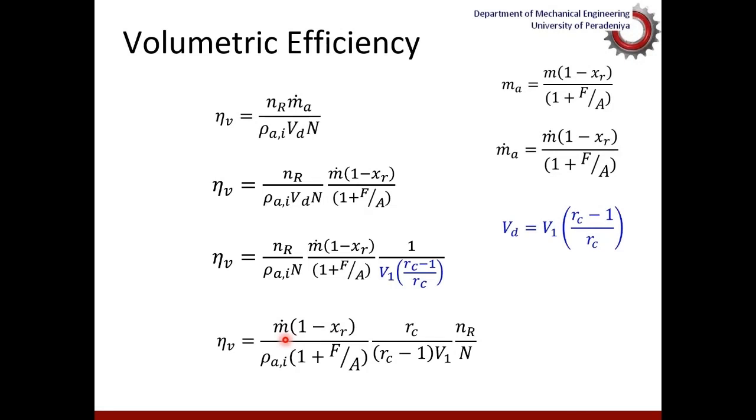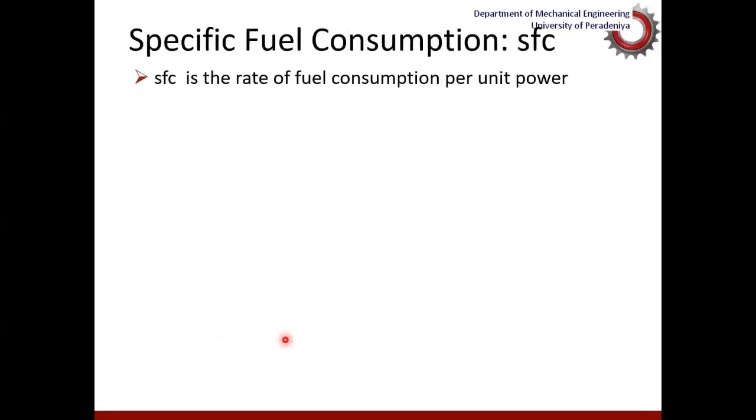So this is an elaborated formula, rather than just mass induced into the system divided by mass that could have been induced. We can incorporate some more parameters, and that indicates that the volumetric efficiency is not only dependent on the restrictors in the intake system, for example in petrol engines, but also on parameters like residual gas fraction or residual mass fraction, compression ratio, air-fuel ratio, etc.